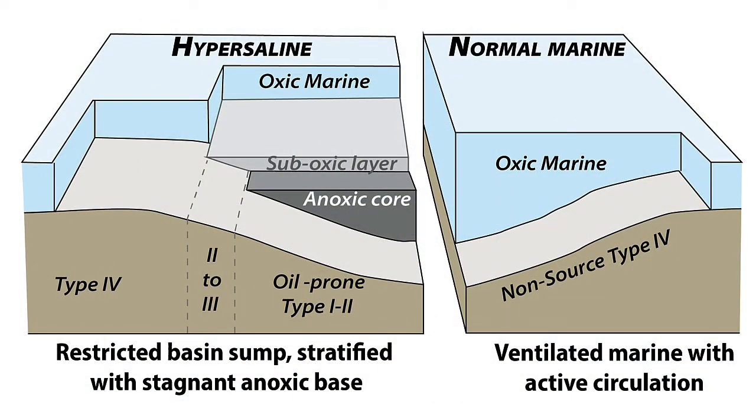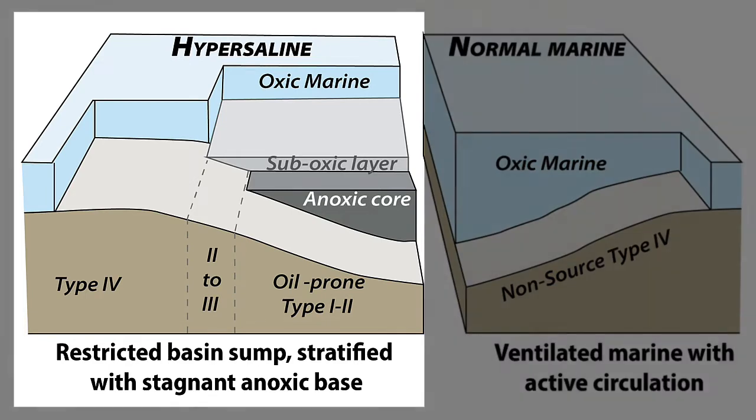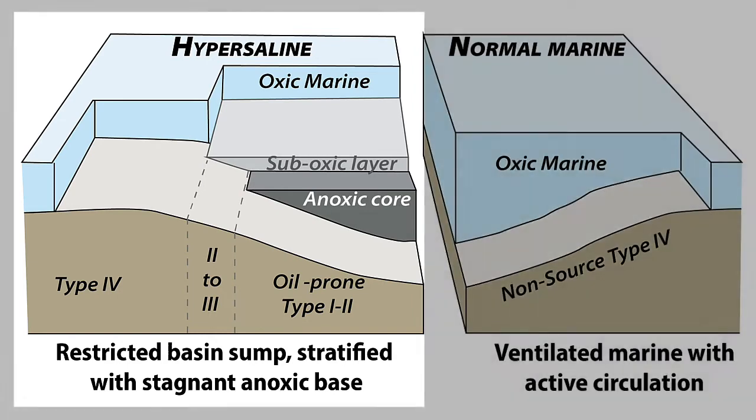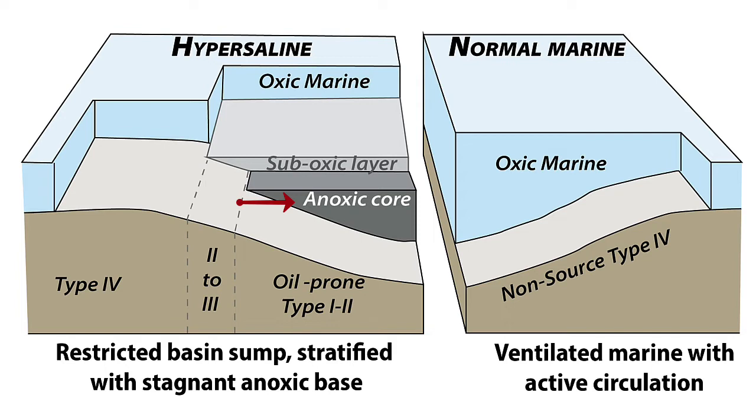If we look at the two general environments where in the marine realm we tend to form organic enriched material, the fact that we have a restricted basin sump with stratified or stagnant anoxic base to that sump will tend to preserve the high levels of organic material that's descending as a rain from that upper oxic marine environment into that anoxic bottom. And this is the typical scenario that we see in many mesohaline settings as we pass from the marine into the non-marine, or as we pass from the non-marine into the marine-fed evaporite systems.